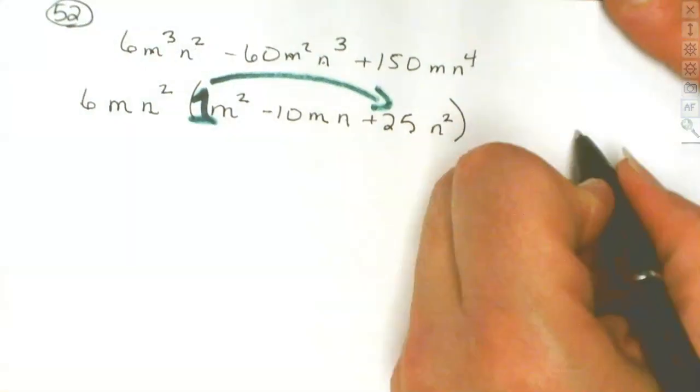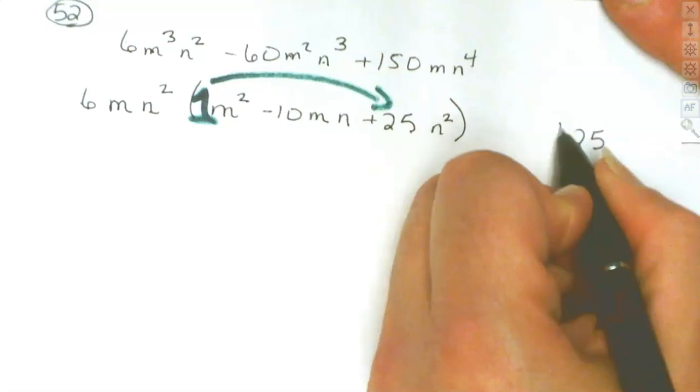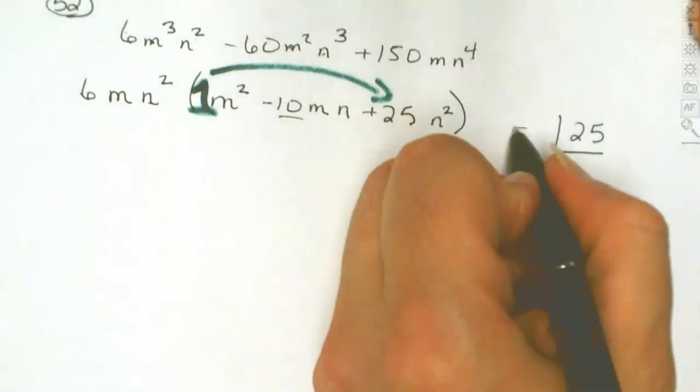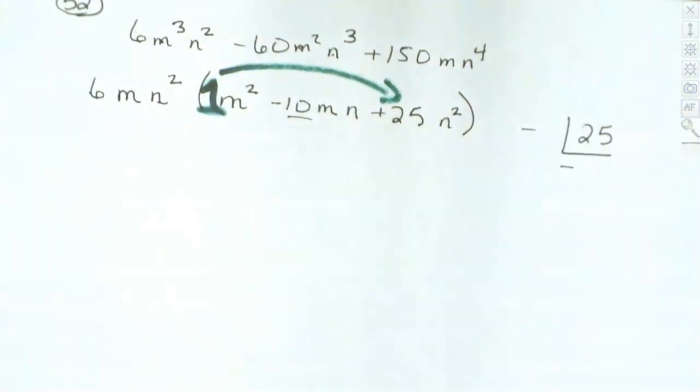A 1 times 25 is a 25. What 2 numbers multiply together to give me 25, add together to give you a negative 10? Well, first off, what do we know about the signs? That 25 is positive, right? So they have to either both be positive or both be negative. What's the sign in the middle? Negative. So we need a negative and a negative. What 2 numbers would work here? Multiply together to give you 25, add together to give you that negative 10.